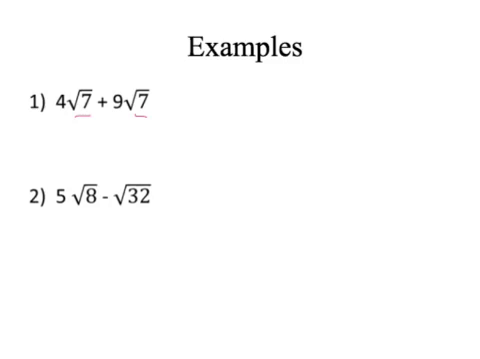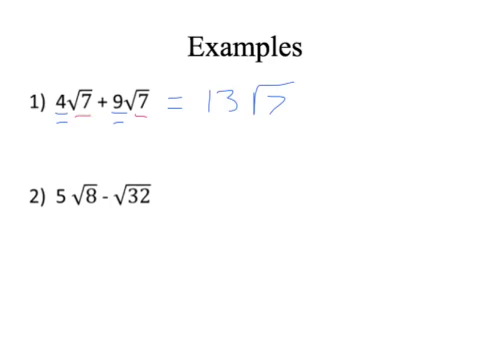And then to add them together, you're going to add your outside numbers together. 4 plus 9 would give me 13. And then you just leave the square root of 7 alone. You don't change it. It does not become 14. It's just like when you add x's together. You treat the square root of 7 like it was an x.